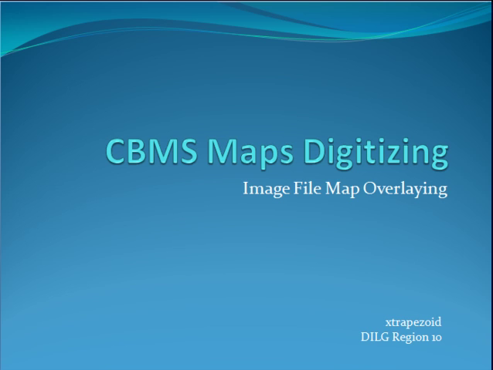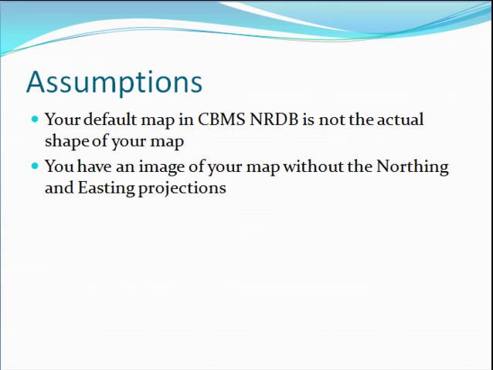So these are the assumptions. Your default map in CBMS NRDB is not the actual shape of your map, and you have an image of your map without the northing and easting projections.